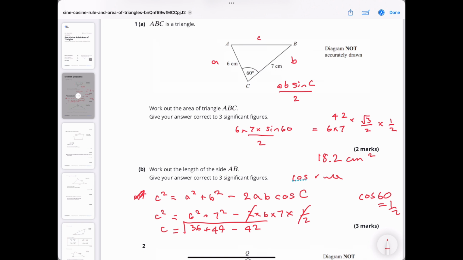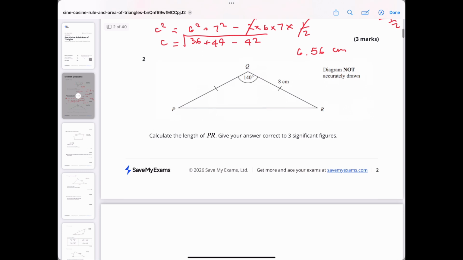is, I don't know. It's going to be about 6.56 centimetres. There you go.